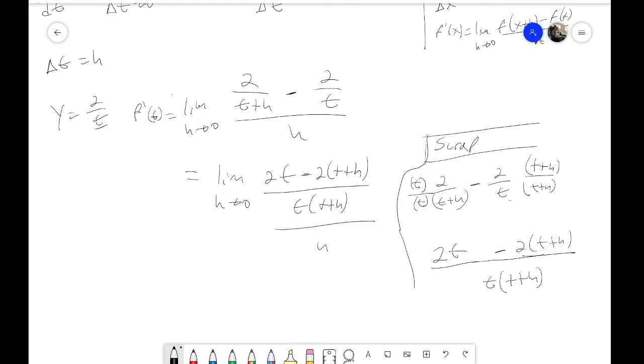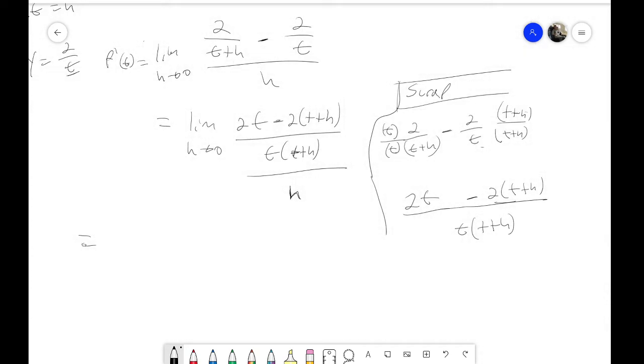Now, keep in mind, we have here a complex fraction. If you remember from college algebra or even pre-calc, we can use the keep, change, flip method to simplify this. So this is the limit as h goes to 0 of (2/t minus 2/(t plus h)) divided by t times (t plus h), and this is really being divided by h.